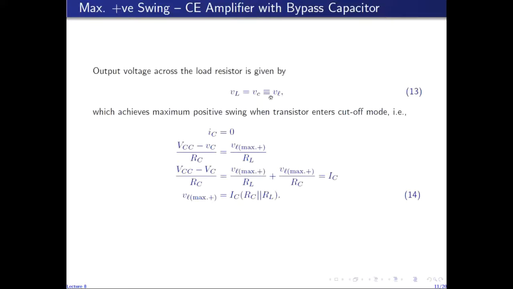Like I said, output voltage is the AC component of collector voltage, and it reaches its maximum positive peak value when the transistor enters the cutoff mode. So under this condition, we again replace VL with VL maximum positive. We solve as before, and we get the same expression.